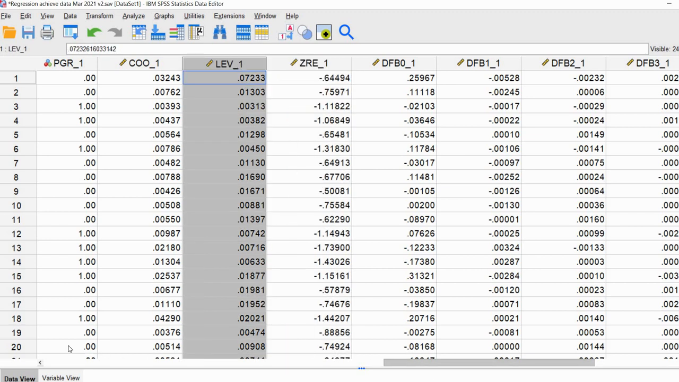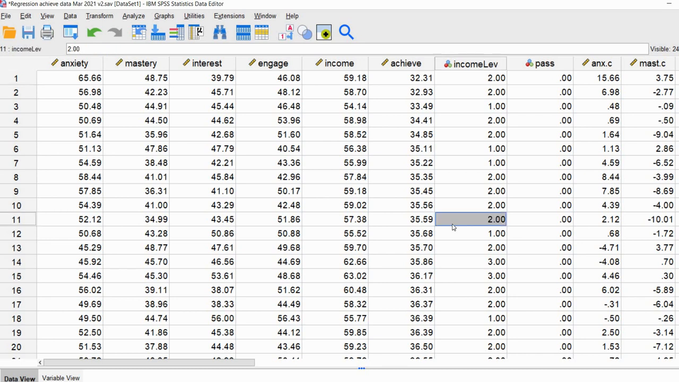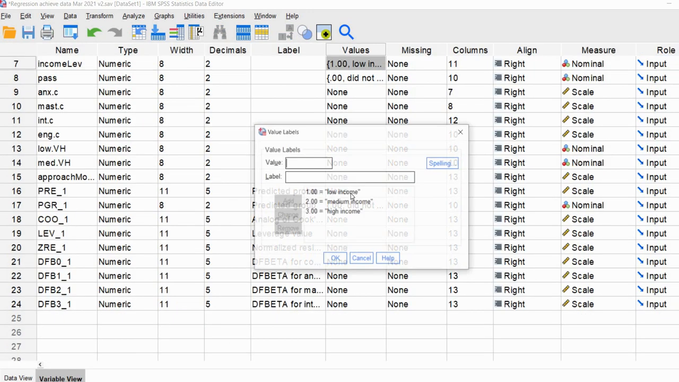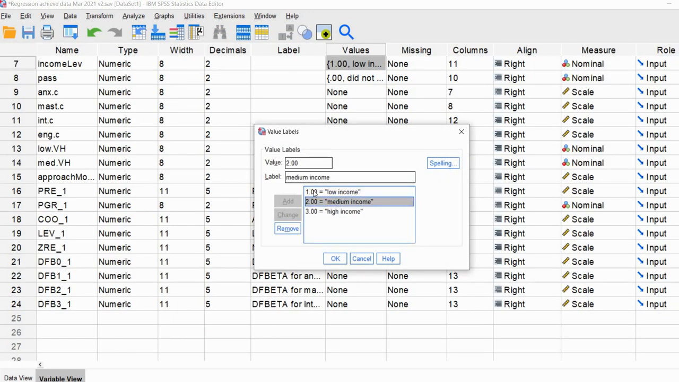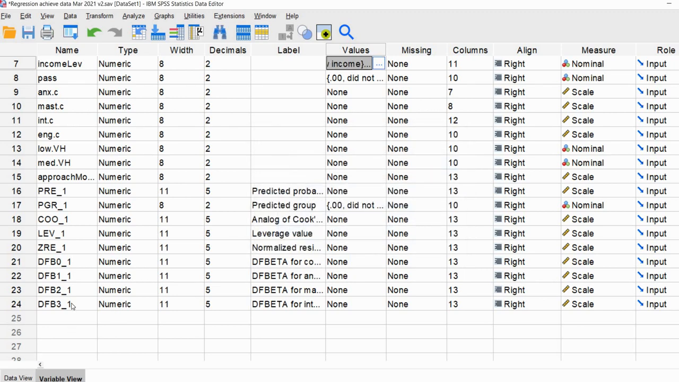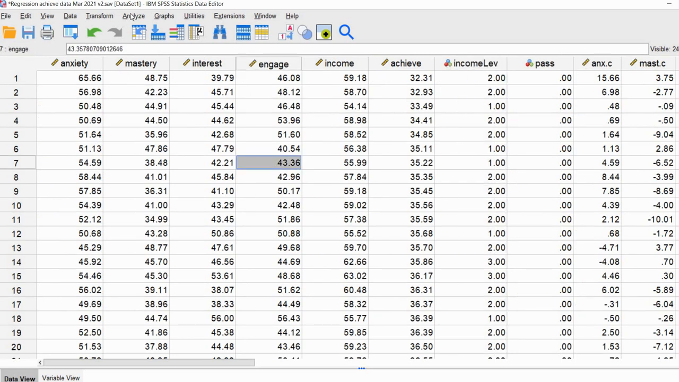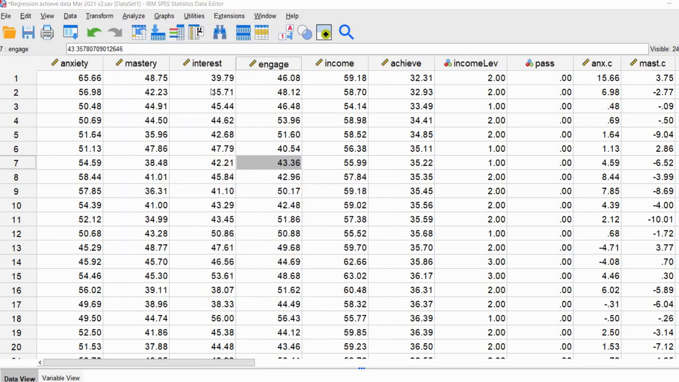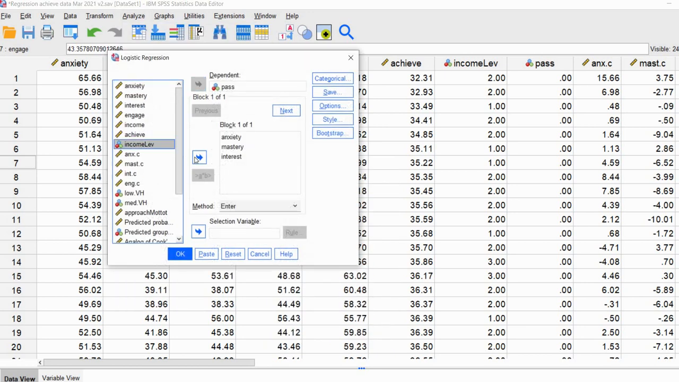Okay, so now let's transition and run our analysis using income level as an additional predictor. As you can see, this is basically an ordered categorical variable. If we go under the variable view, you can see we have low income coded 1, medium income coded 2, and high income coded 3. If I go back under data view and run the analysis by clicking back on binary logistic, we're going to move the income level variable over to this block right here.